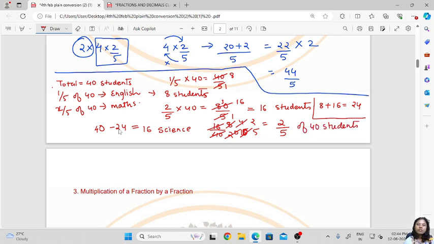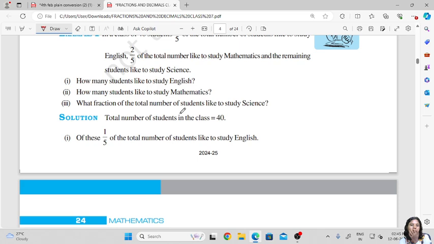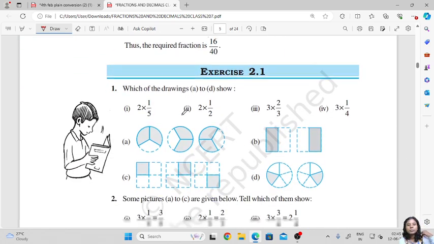Now if we calculate this, we should get back 16 as the answer. So 2 upon 5 into 40. If I cancel this, 5 ones are 5, 5 eights are 40. So 8 twos are 16 students, which means our answer is correct. Okay. Now let's move ahead.